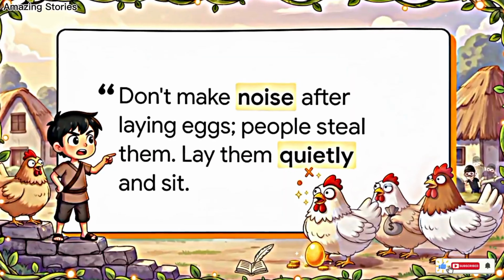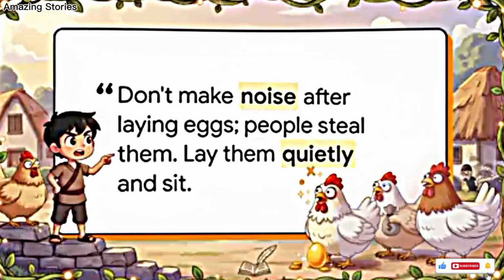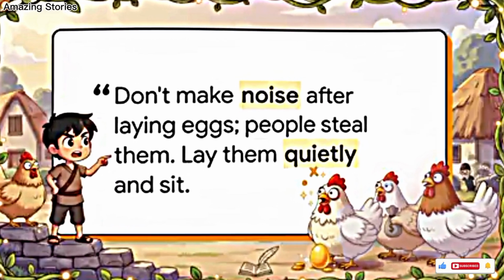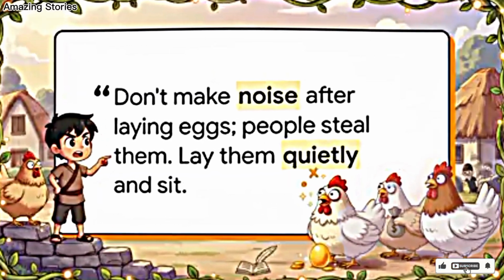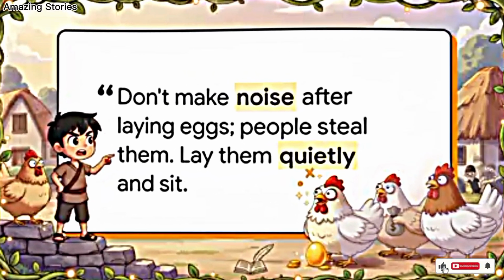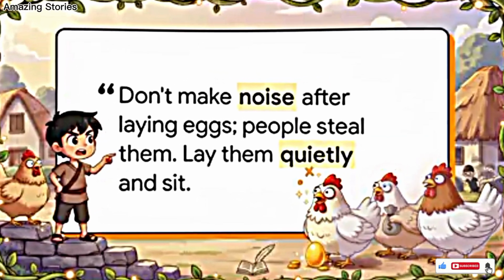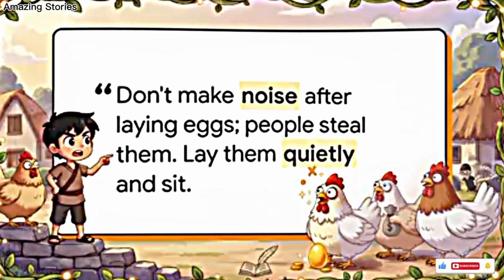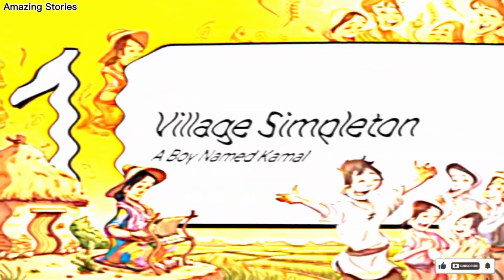Kamal, you just have to listen to this highly unique investment strategy he gives his mother's chickens. Picture this. He's standing on a wall, giving a dead serious lecture to a flock of birds. He's actually telling them to be absolutely quiet after laying eggs, so thieves won't hear them. He's treating a simple chicken coop like a high-security bank vault, where the assets just happen to be eggs. Now, to the rest of the village, this behavior makes him look like a total simpleton, but to Kamal, it's just highly practical advice.